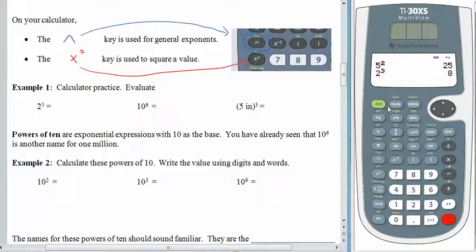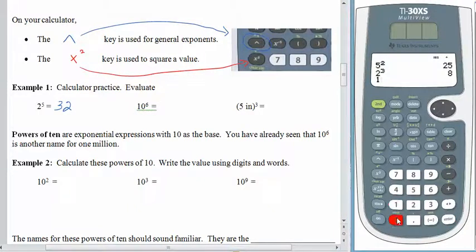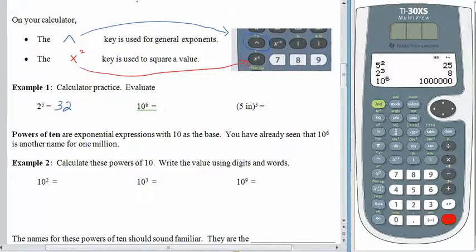Okay, how did it work out for you? Let's check. 2 to the 5th power, the calculator should have told you that the answer is 32. 10 to the 6th power, now let's try this. 10 raised to the, so push the caret key, 6th power is, there we go, kind of have to count all those zeros, don't we? It turns out that the answer is 1 million. And it is no coincidence that it's a 1 followed by 6 zeros.